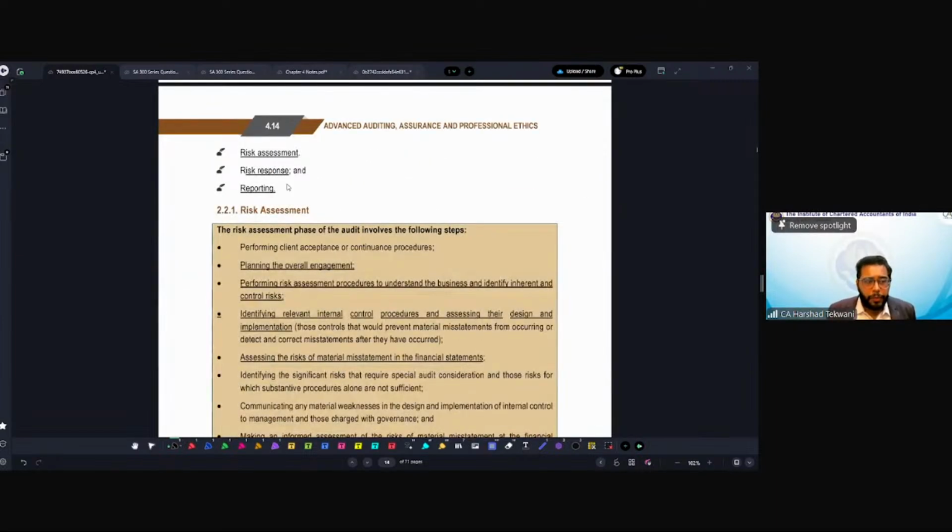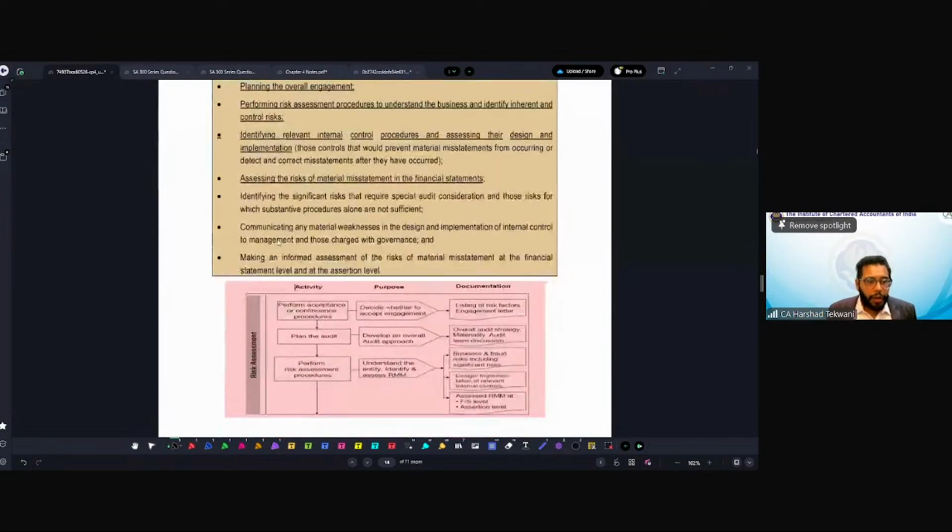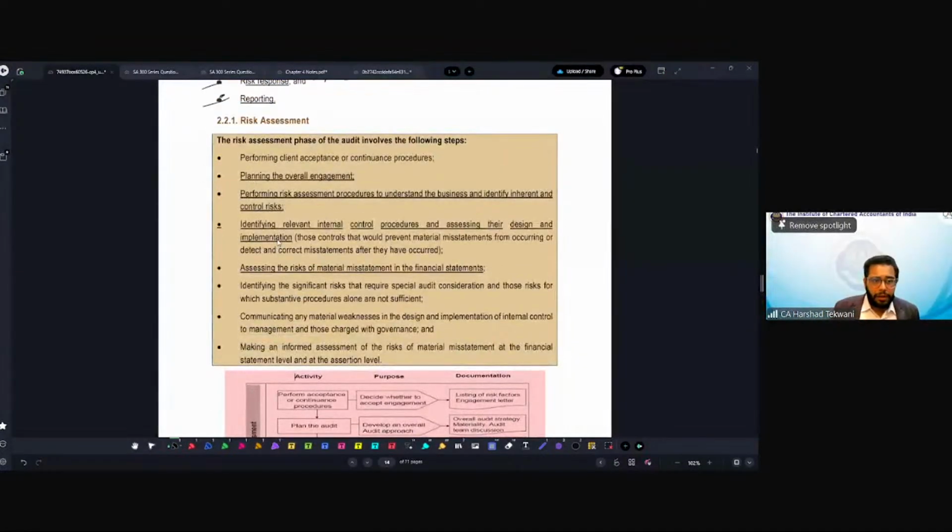Then risk response and reporting, that we will cover in the next subsequent chapter, because risk response is something under SA 330 and the reporting we will come to that. How to perform risk assessment, that we also saw. Planning, gathering information at the planning stage. Performing risk assessment by understanding the business. Identifying relevant internal controls. Assessing the risk of material misstatement in the financial statements.